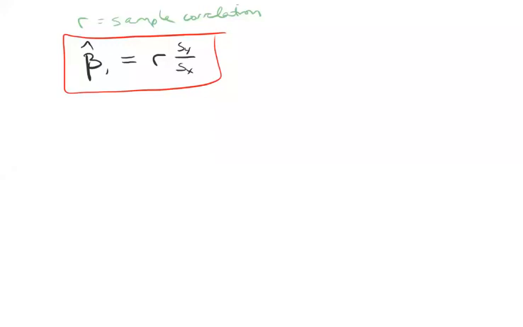Now I'm going to take R and multiply it by this ratio of standard deviations. And I'm going to call that the estimated slope of a simple linear regression line. So what are we seeing here? I'm going to write it in words because it's important.